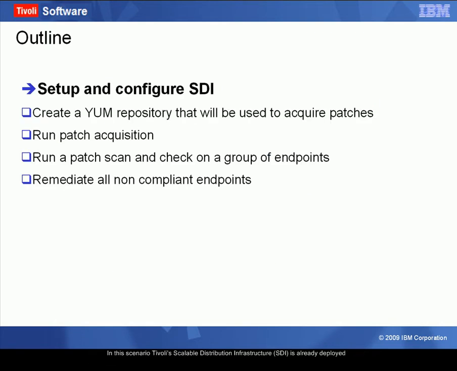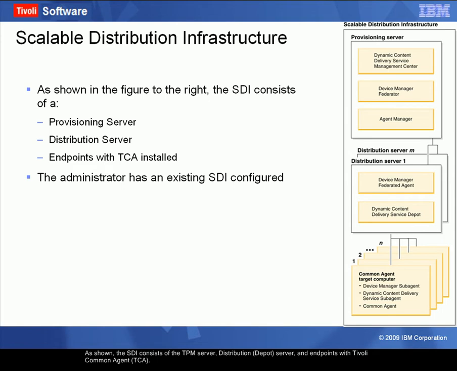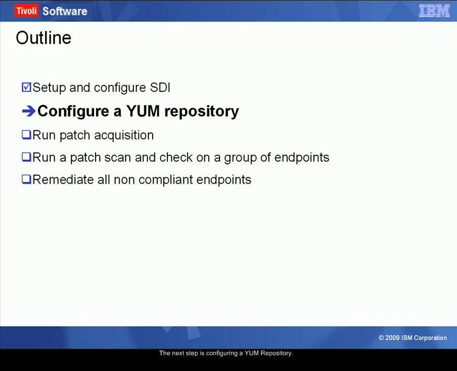In this scenario, Tivoli Scalable Distribution Infrastructure (SDI) is already deployed. As shown, the SDI consists of a TPM server, distribution server or depot, and endpoint with Tivoli common agent. The next step is configuring the Yum repository.